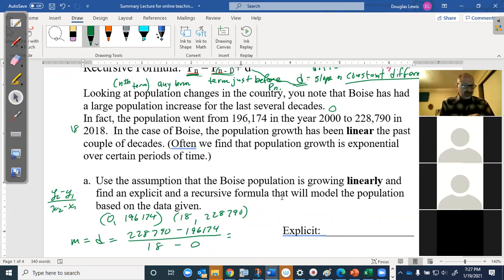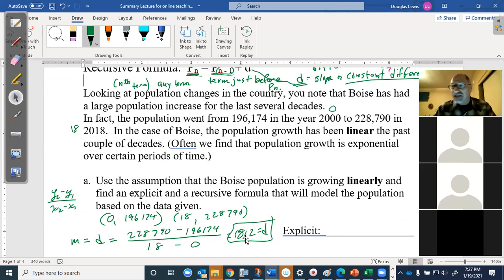Okay, so it's 228,790 minus 196,174, then divide that by 18. So that's 32,616 divided by 18. I'm getting 1812. That is my D. What that means is this went up 32,616 in an 18-year period. So this is basically averaging them. Every year it went up by about 1,812. So 1 year at a time, it increased by 1,812 people.